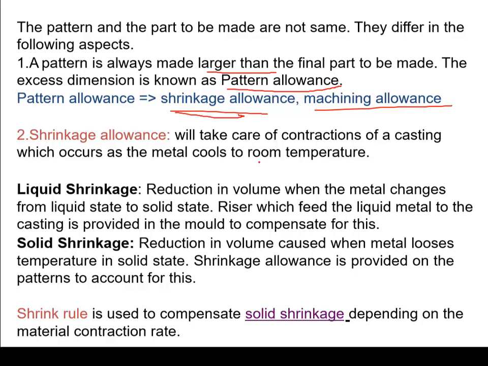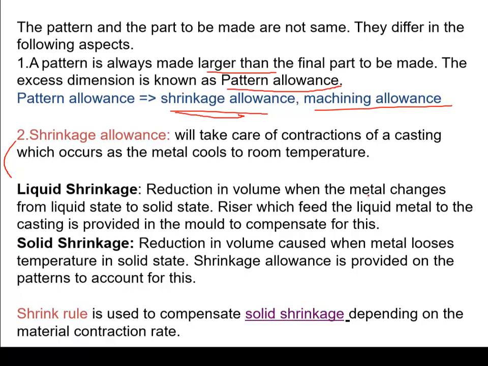We have studied the contraction or elongation of metals when the temperature increases or decreases. When the temperature increases, the metal will expand, and when the temperature decreases, the metal will contract. When the metal is in the form of liquid, that liquid will solidify, so there will be contraction and the size will decrease. There are two types of shrinkage. First is the liquid shrinkage, and second is the solid shrinkage.